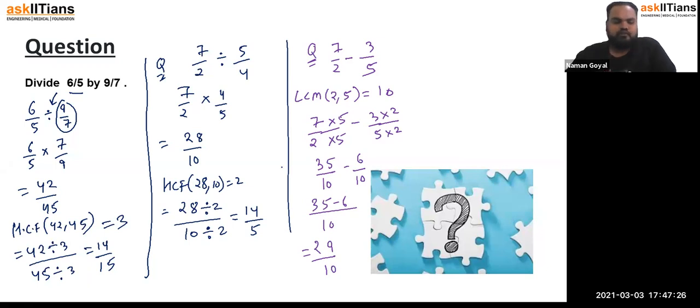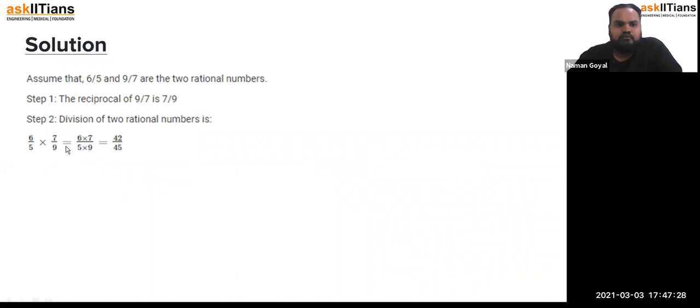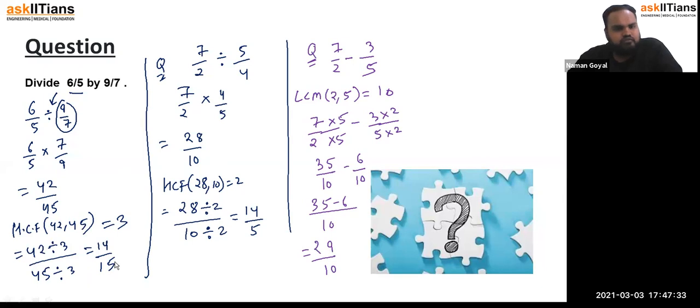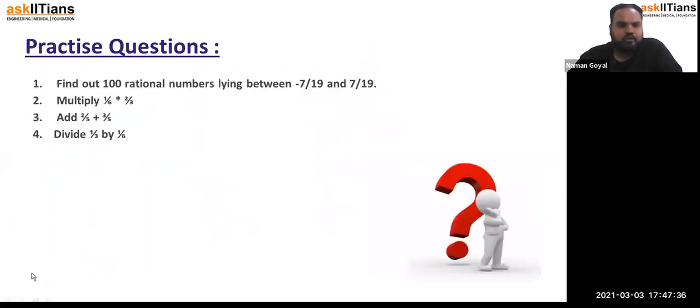Yes, got it. Okay. Now, if you see, you will get the same answer, 42 upon 45. Now you have to simplify more. Okay. Now there are some questions we are going to do. Find 100 rational numbers between minus 7 upon 190 to 7 upon 19. So for the first question, what I do, I just multiply the numerator and denominator by 10 for both the fractions, right? So it becomes minus 70 upon 190 and 70 upon 190, right?